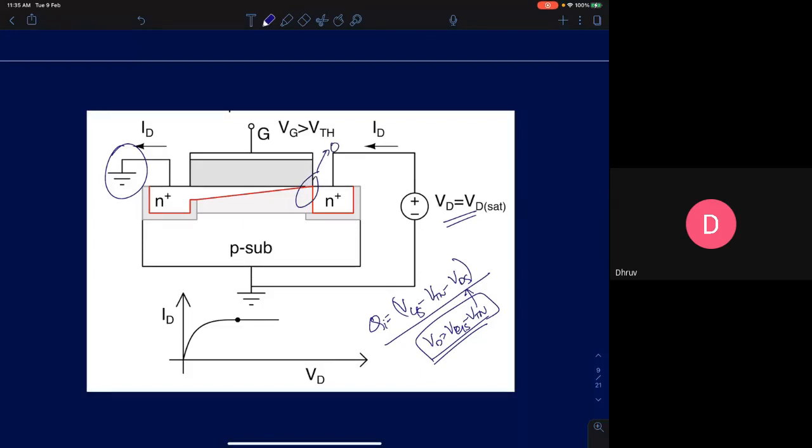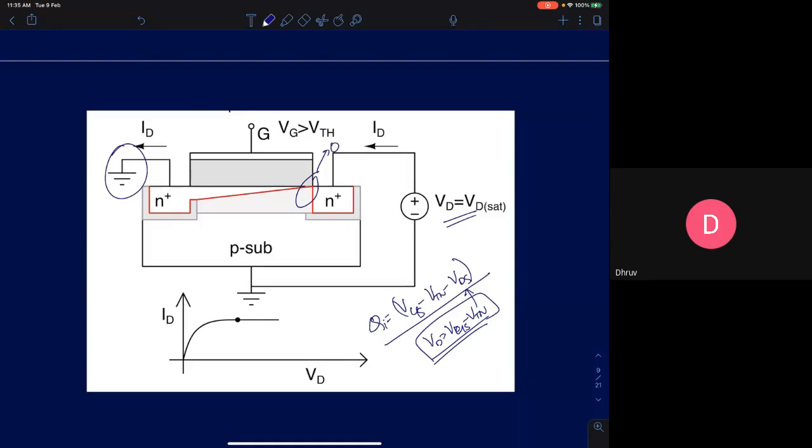When the channel charge at the drain end becomes 0, what is the incremental resistance at that point? The cross-sectional area has come to 0, right? The cross-sectional area has become 0. So rho L by A will become infinity. So the incremental resistance will become infinity. If the incremental resistance is infinity, what does it mean? What does it mean to the IV graph?